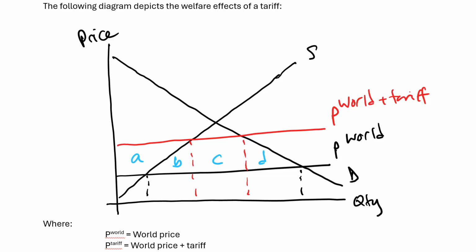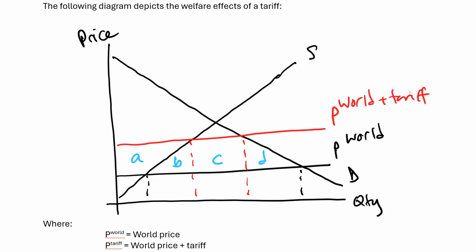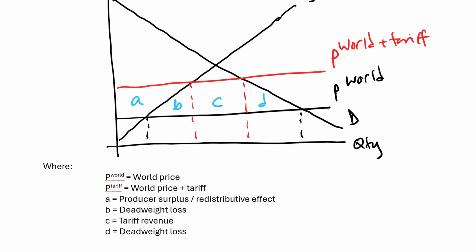You can see that consumer surplus before the tariff is this nice big area, and then once you put the tariff on, consumer surplus is going to shrink into this smaller area. So consumer surplus will shrink by the areas A plus B plus C plus D. And then when you take the tariff off, you're able to recover those areas. So A is the producer, the redistributive effect. C is the tariff revenue, and areas B and D are these deadweight losses.